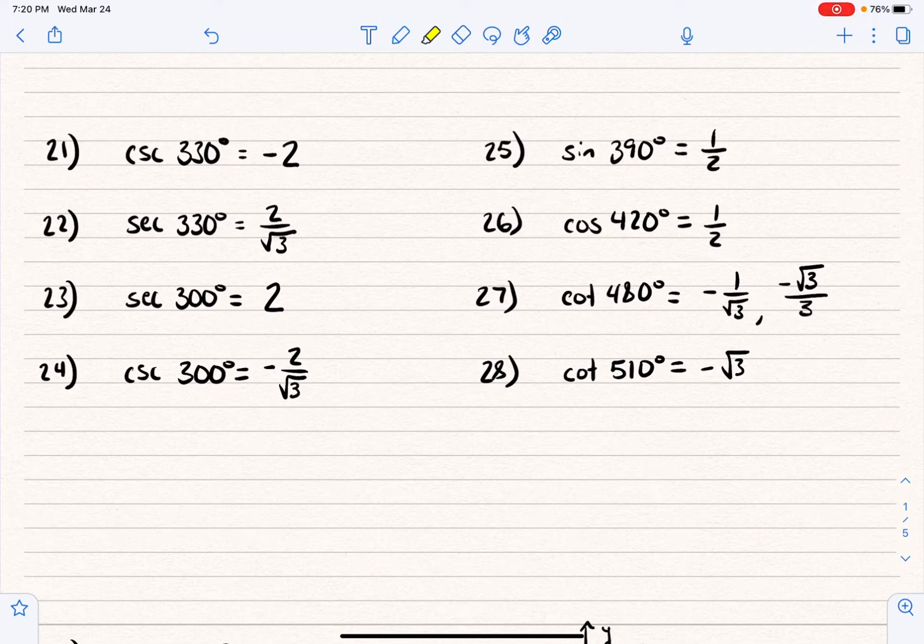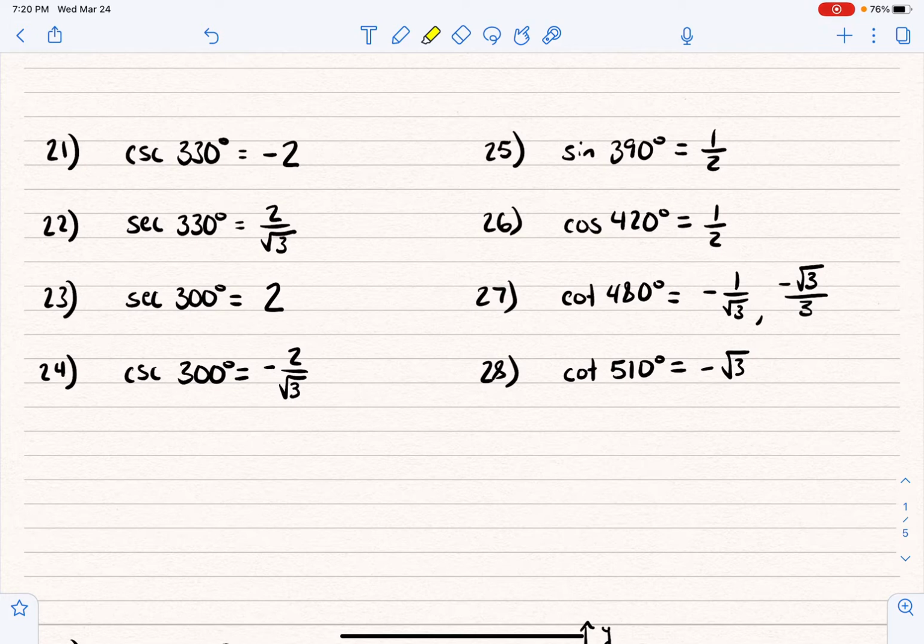21, cosecant of 330 is negative 2. 22, the secant of 330 is 2 over the square root of 3. 23, the secant of 300 degrees is 2. 24, the cosecant of 300 degrees is negative 2 over the square root of 3. 25, the sine of 390 is 1/2. 26, the cosine of 420 degrees is 1/2.